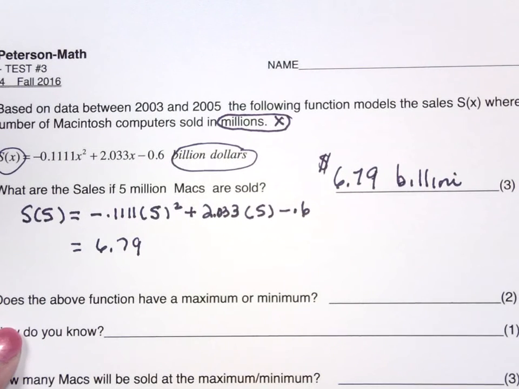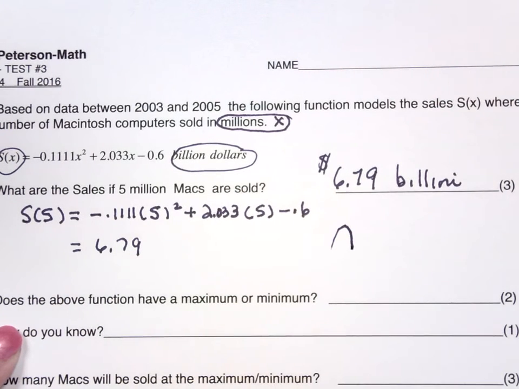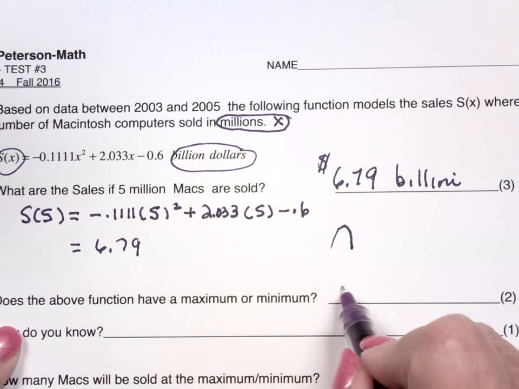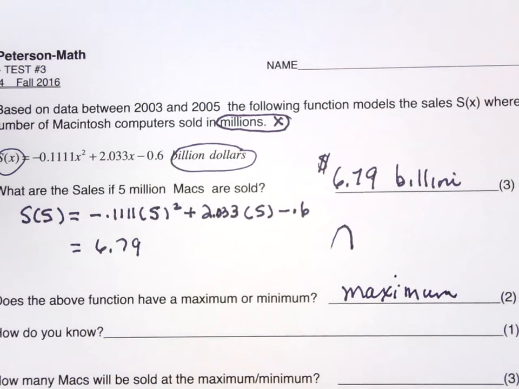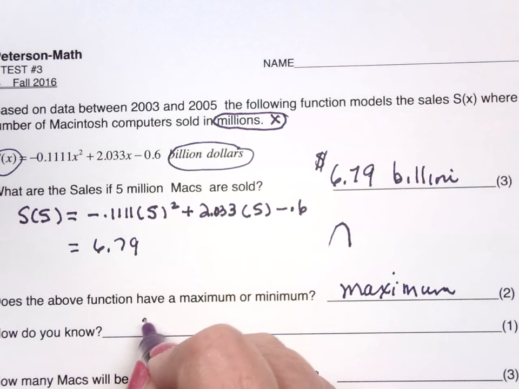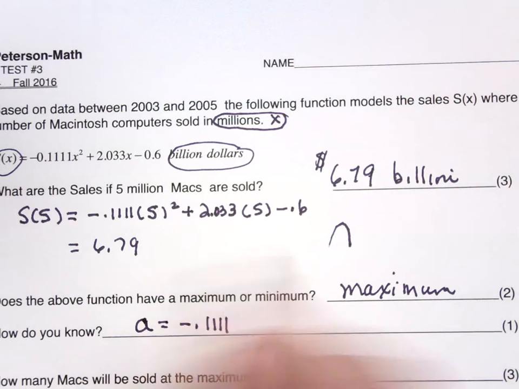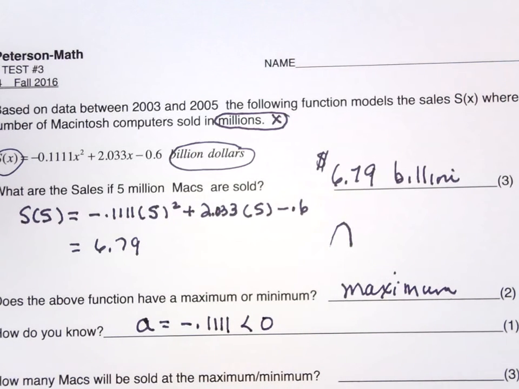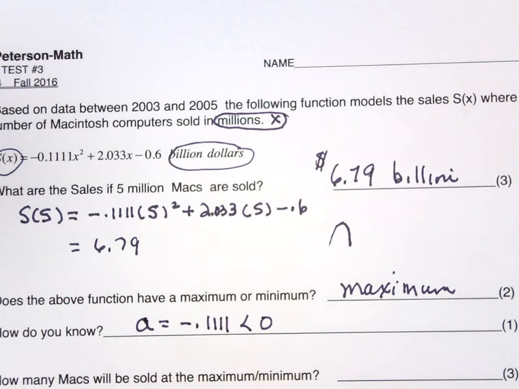Does the above function have a maximum or a minimum? Well, I know this guy does this, so I put that down there so I can see it. And then I write the word maximum. It's not abstract. How do I know? A is negative, negative 0.1234, and it's less than 0. Or you can just say A is negative, because A is always the coefficient of x squared.